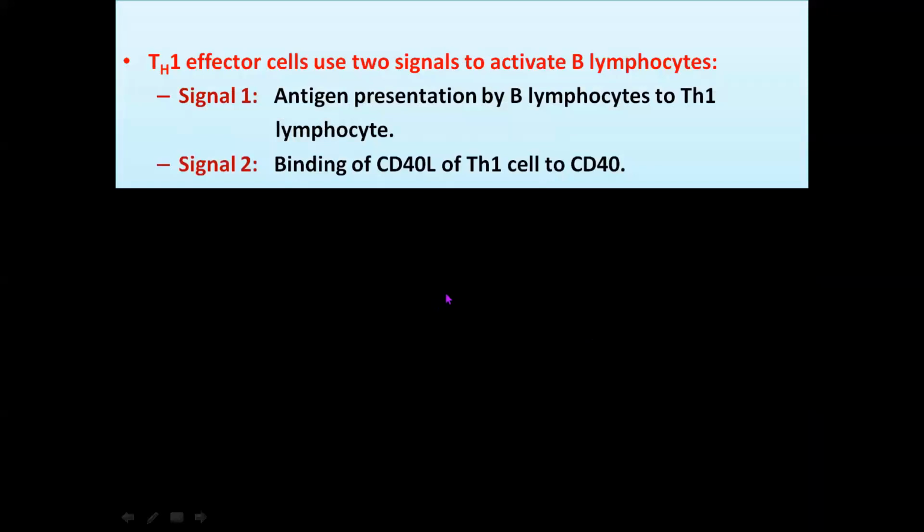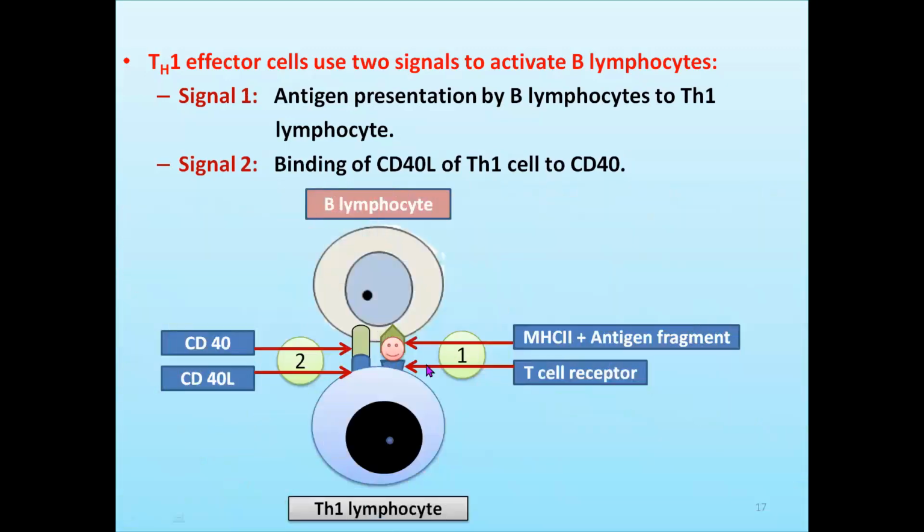Let's look at the illustration which shows the two signals which are required for the activation of B lymphocytes. The first signal is MHC2 plus antigen complex binds with the T cell receptor. The second signal is CD40 of B lymphocyte binds with CD40 ligand of Th1 lymphocyte.